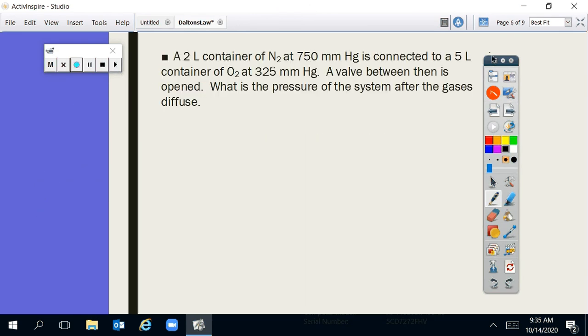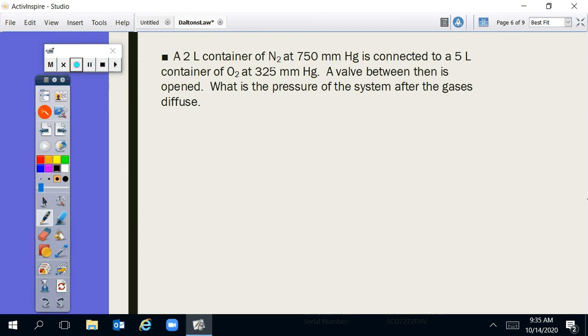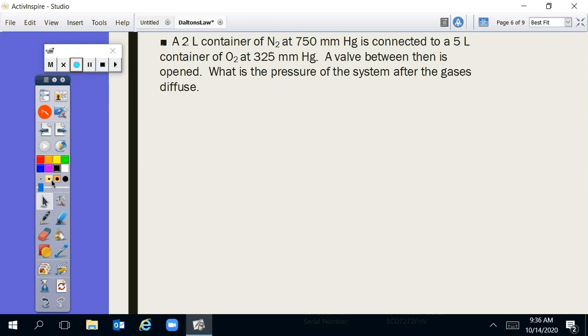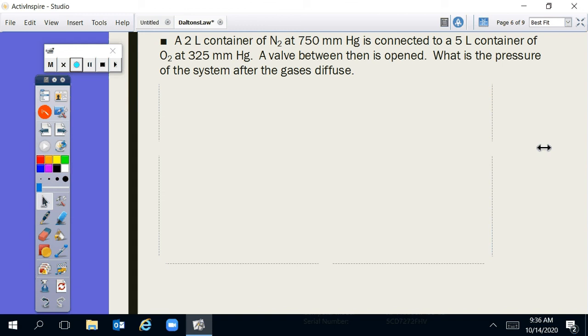So what we're going to do now that we have three equations is look at different problems and do them together. And if you want to pause this video and try it yourself, and then watch the solution, you can go ahead and do that now.